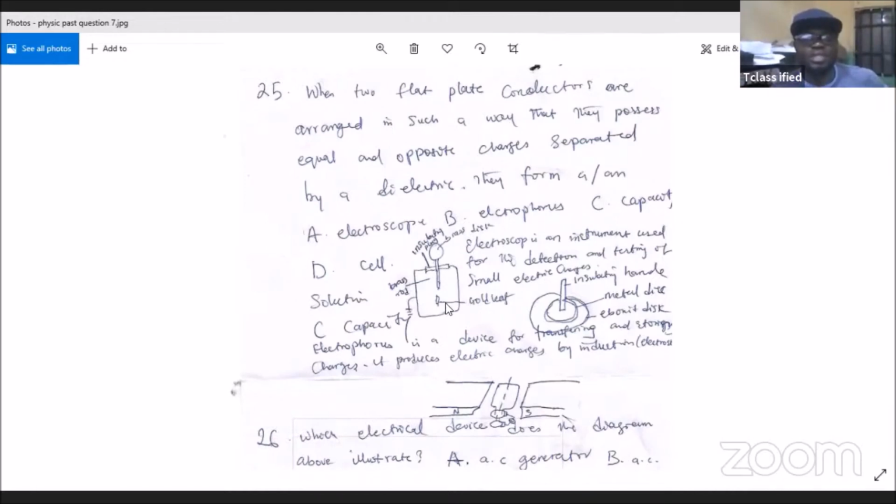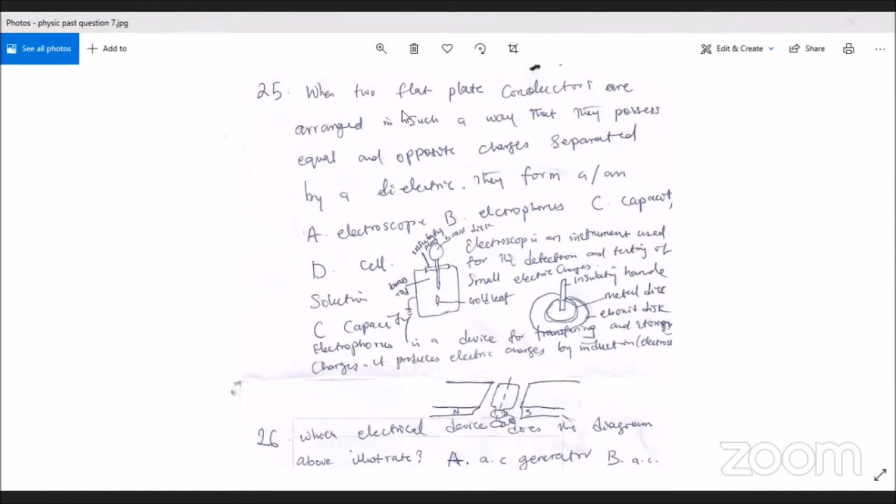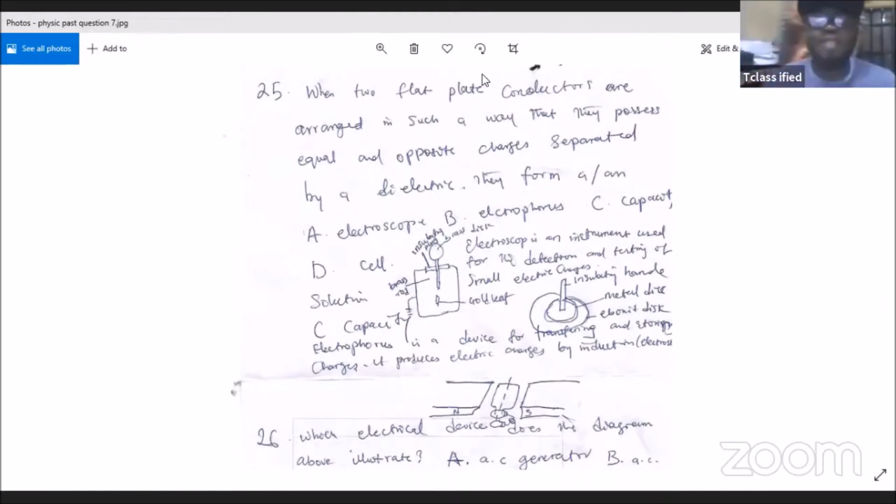But importantly, we have the capacitor. The definition of a capacitor is that it is used for storing charge, and it is simply made up of flat plate conductors arranged in such a way that they possess equal and opposite charges, and they are separated by an insulator known as a dielectric. So these are the components of a capacitor, and that makes capacitor the answer.